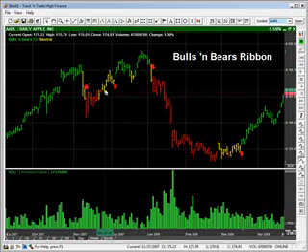Now, wouldn't it be nice if we had a tool that could help us identify that that's what this market might be doing, rather than making a full and complete reversal as we did over here, but more so just pulling back and making a projection out into the future? Well, that's what the Bulls and Bears ribbon indicator can help us do.